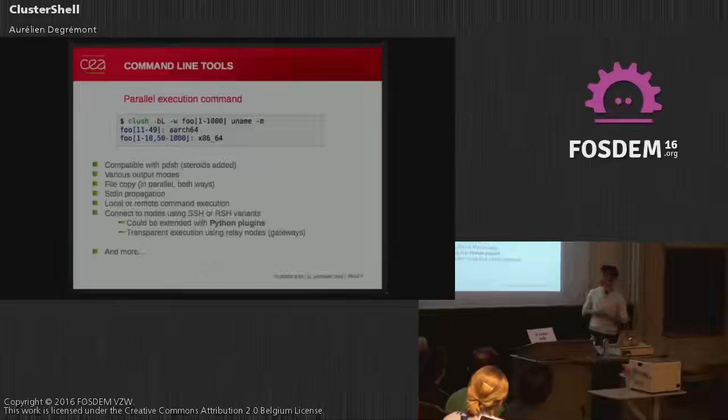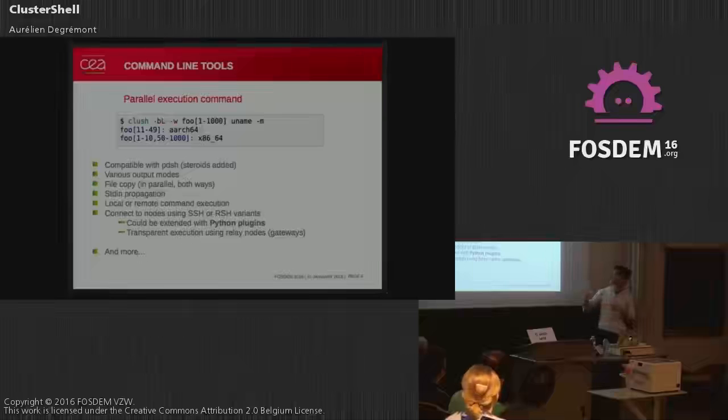The second example is clush. Clush is the main tool of Clustershell. It's similar to pdsh for those who know it, with many more features. It can do a lot more, but it's very similar to allow an easy transition. It's based on SSH, but we also support RSH variants, and it can be extended with Python plugins.